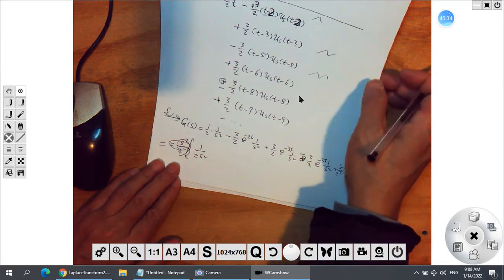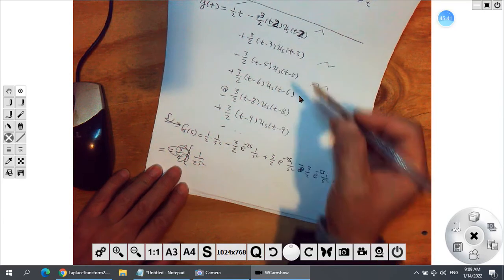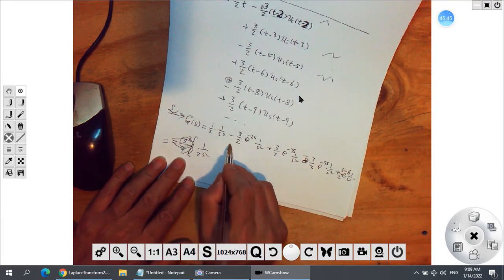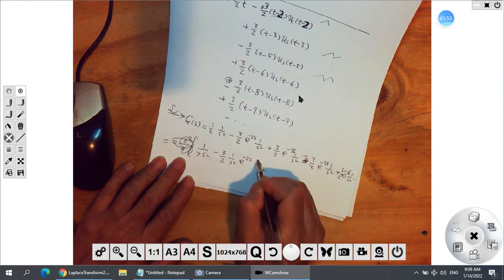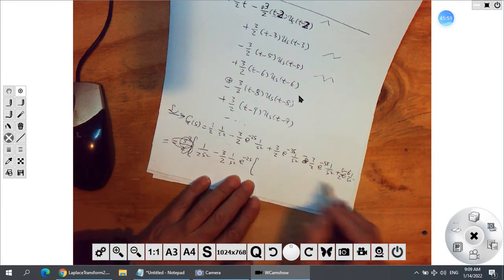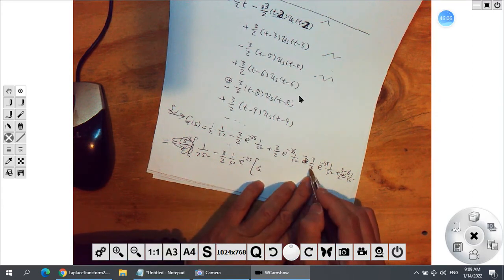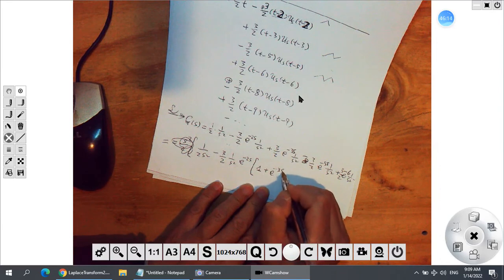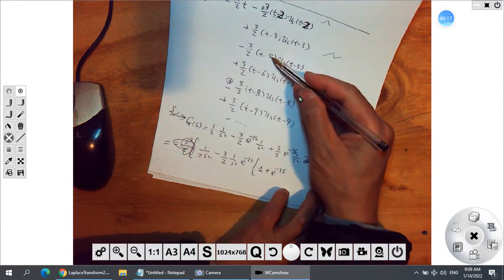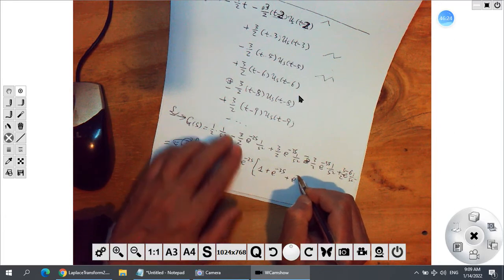Now all the negative terms are 2, 5, 8. I can put all the negative terms together. They have negative 3 over 2 in the front, times 1 over s squared, and e to the negative 2s in the front. Then what will be the rest? This one, you move this totally out, you have 1. This one you move 2, you have 3. And the next will be e to the negative 8s, move 2, you have 6.